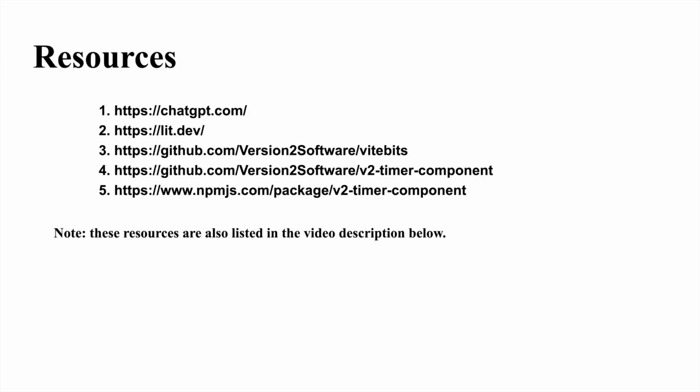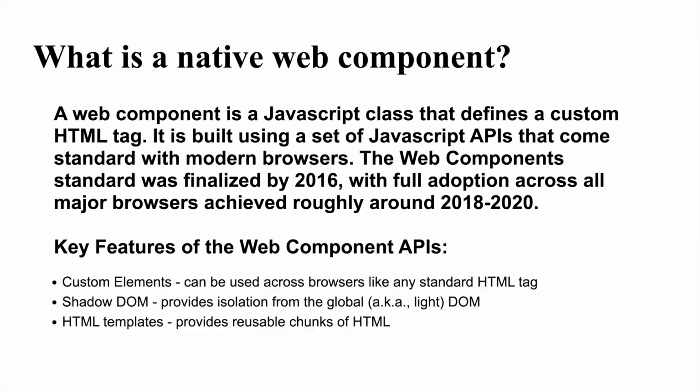The resources listed here are also listed in the description below so you can easily click on them. If you would rather copy and paste the ChatGPT prompts, then you can clone the ViteBits repository and go to the Lesson 4 prompts directory. To see a fuller example of a timer component that started with ChatGPT, you can visit the V2 Timer Component project.